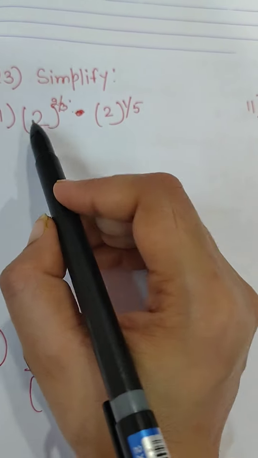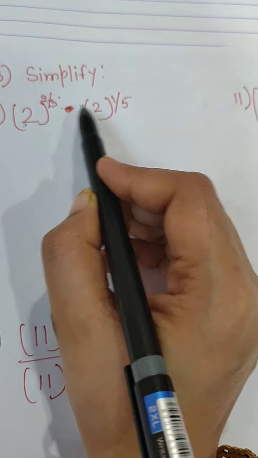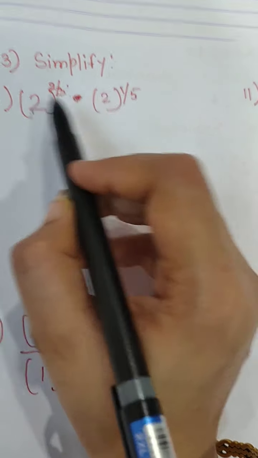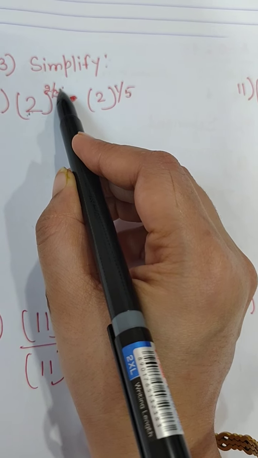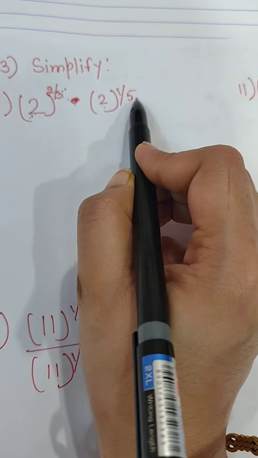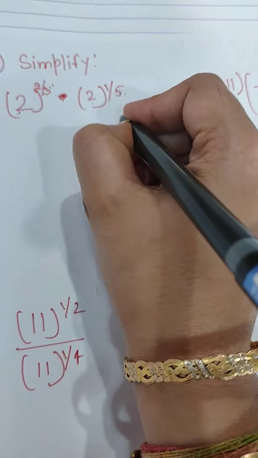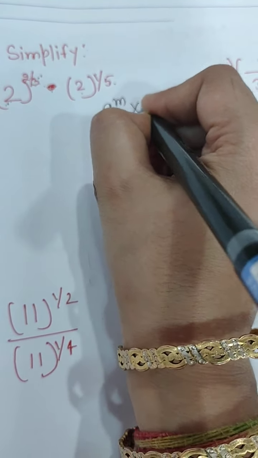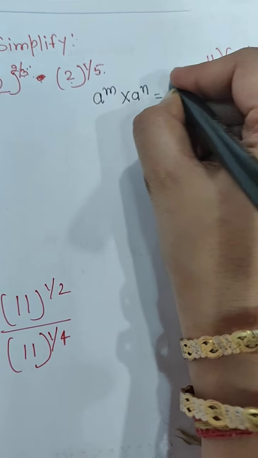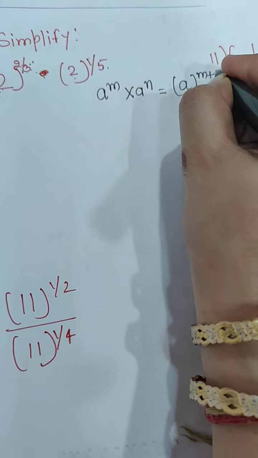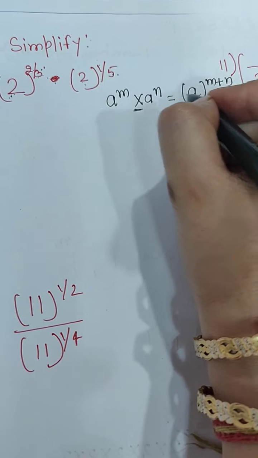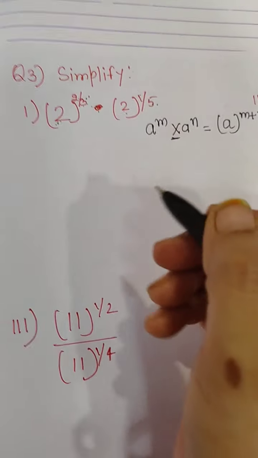What is the expression? 2 raised to the power 2 by 3 multiplied by 2 raised to the power 1 by 5. Now according to laws of exponent, you can see a raised to the power any number multiplied by the same base raised to the power another number. So which law is this? a^m multiplied by a^n is equal to the common base a raised to the power m plus n. Where we have a multiplication sign, add. Where we have a division sign, subtract. So we will apply this law.